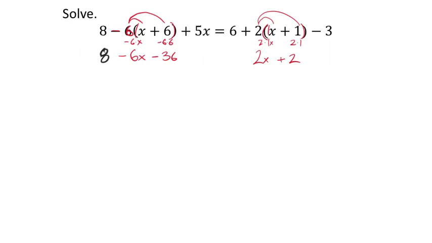I got 8 minus 6x minus 36 plus 5x equals 6. That 2x was positive, so I'll show the plus sign, plus 2 minus 3. Okay, so 1, 2, 3, 4, 5, 6, 7, 8. 8 terms.